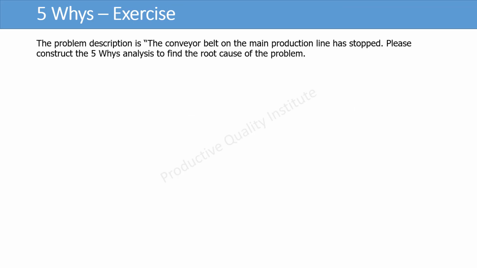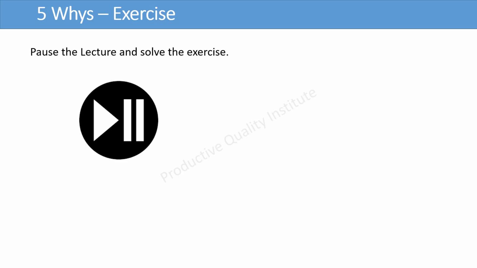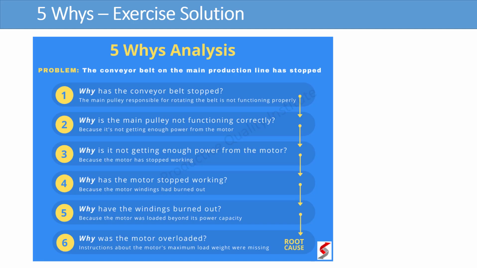Our current problem description is the conveyor belt on the main production line has stopped. Please construct the 5 whys analysis to find the root cause of the problem. Please pause the lecture and solve the exercise. Please pause the lecture and check the solution of the exercise. Compare the solution with your solution.